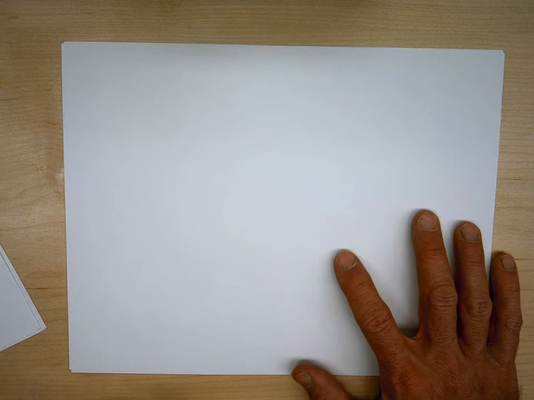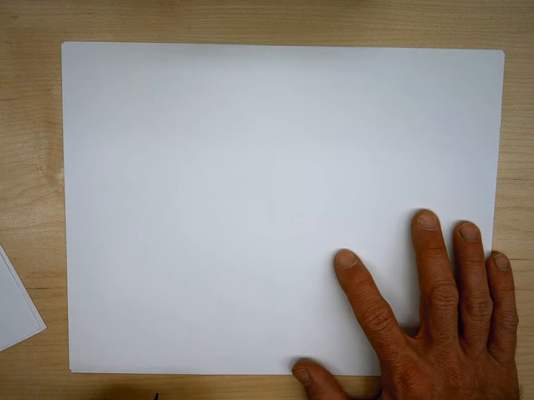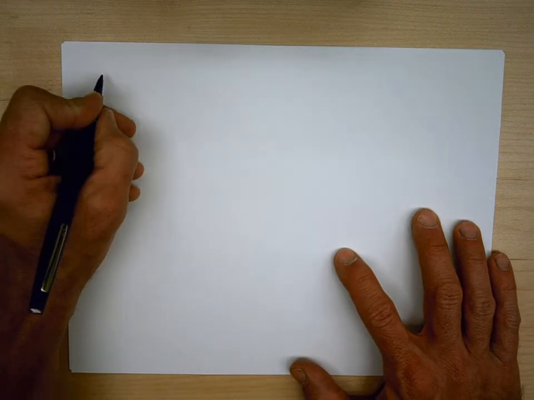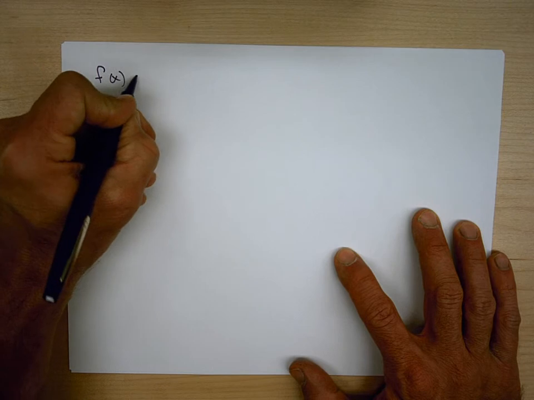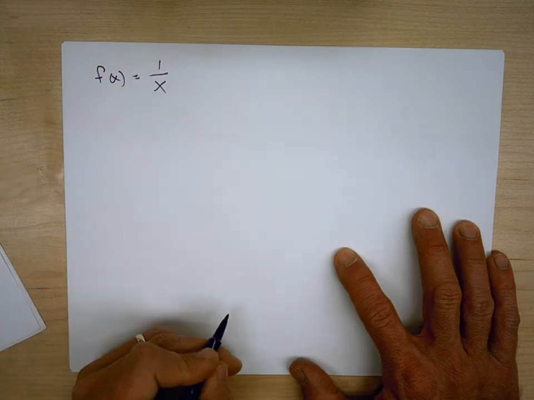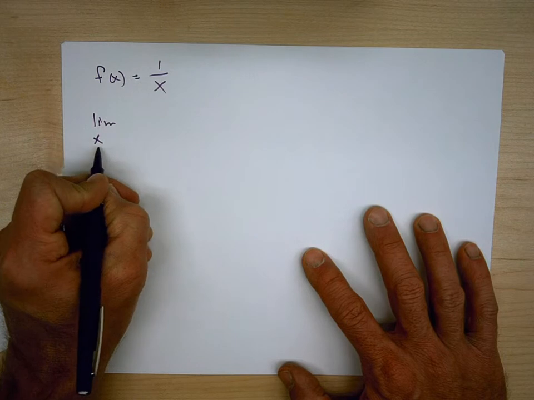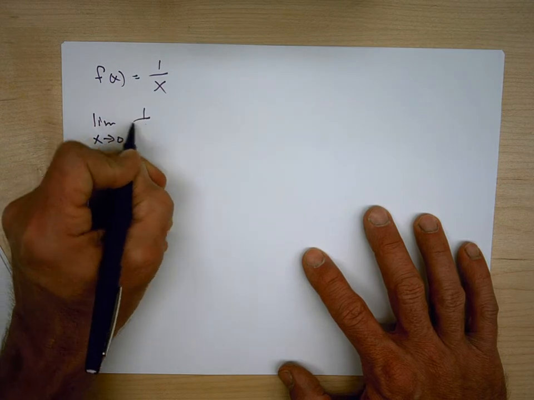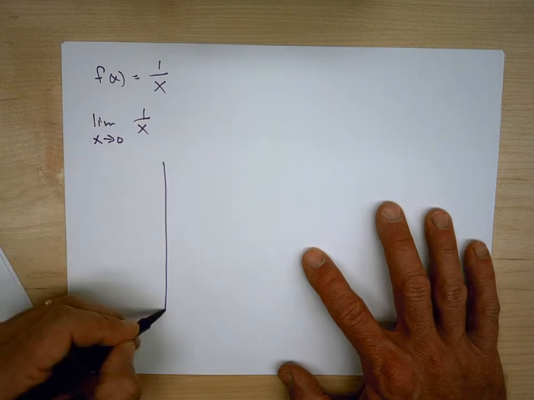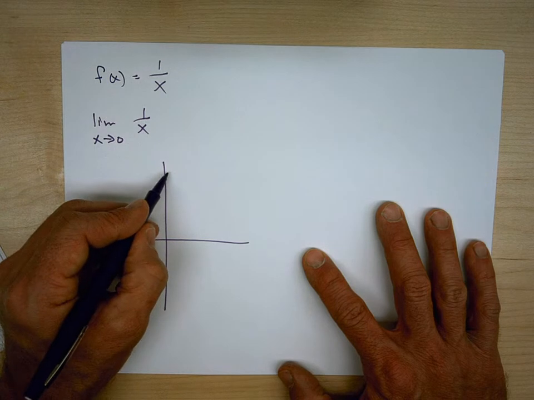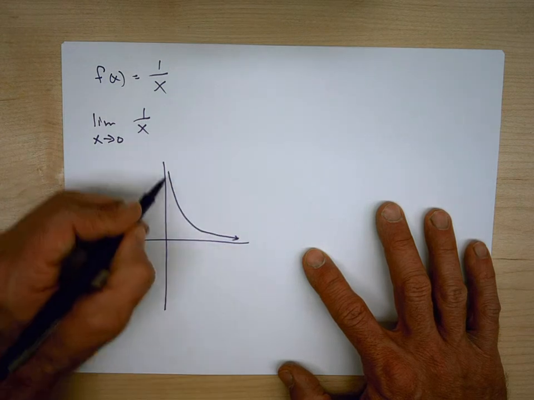All right. So here is another way that the limit can fail to exist. Let's look at this example of f of x equals 1 over x. All right, and I'm interested in the limit as x approaches 0 of 1 over x. So the graph, you may recall, is going to look something like this.